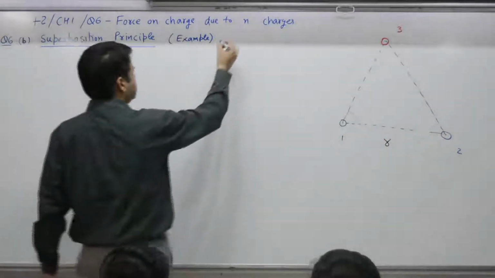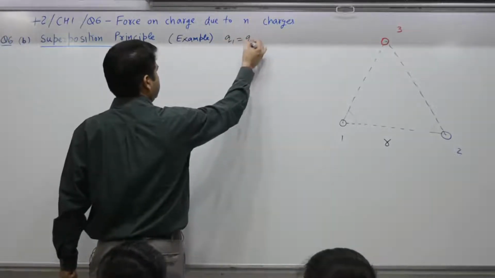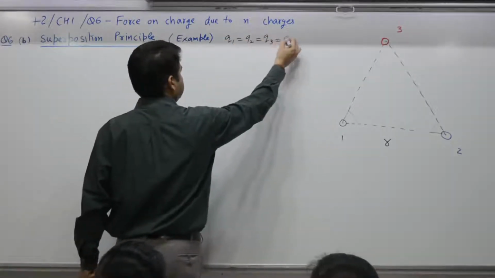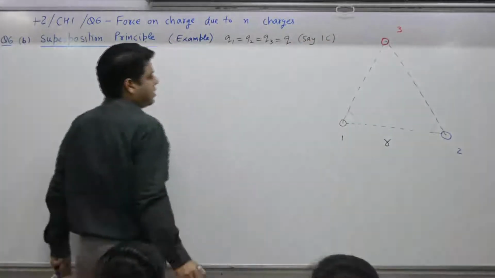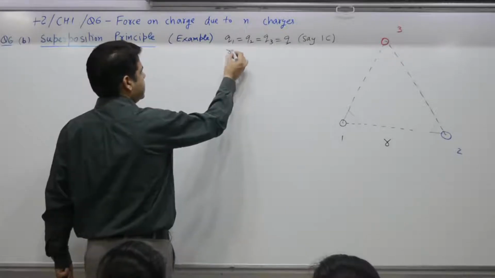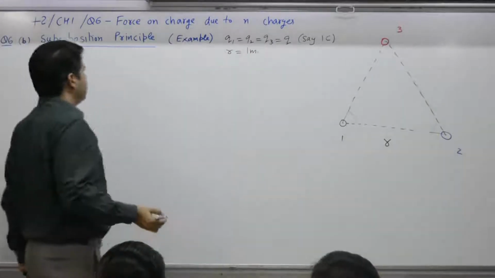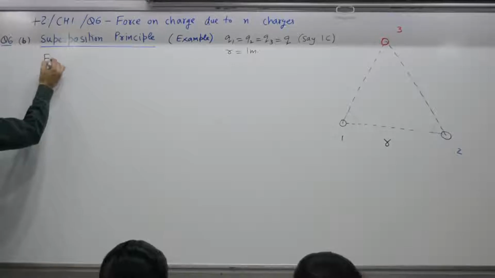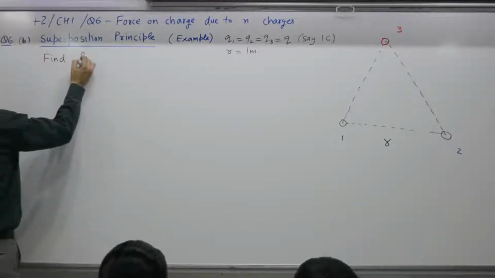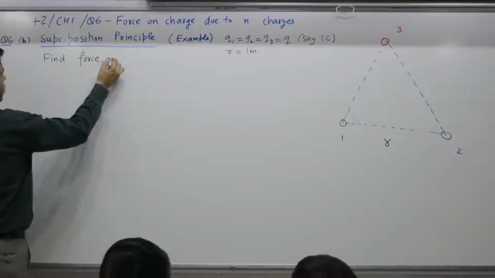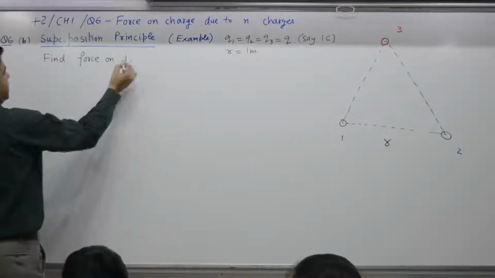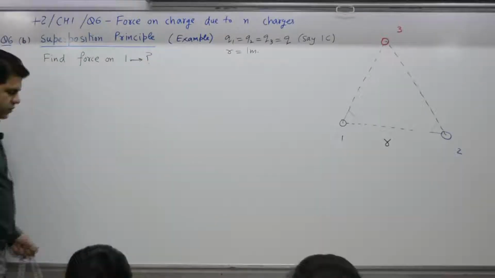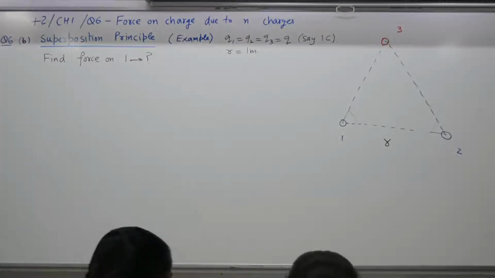So Q1 is equal to Q2 is equal to Q3 is equal to Q, say 1 Coulomb. All distances are equal, R is equal to 1 meter. You have to find the force on 1, that is, the resultant force on 1. This is what the question is. Close the notes and try. One full page to try.